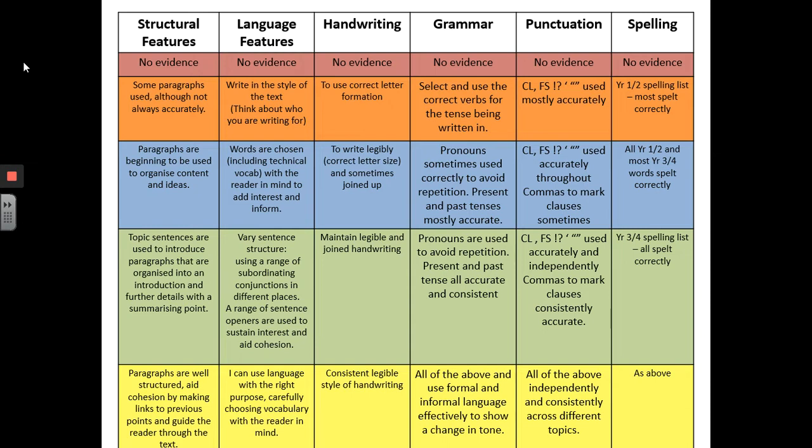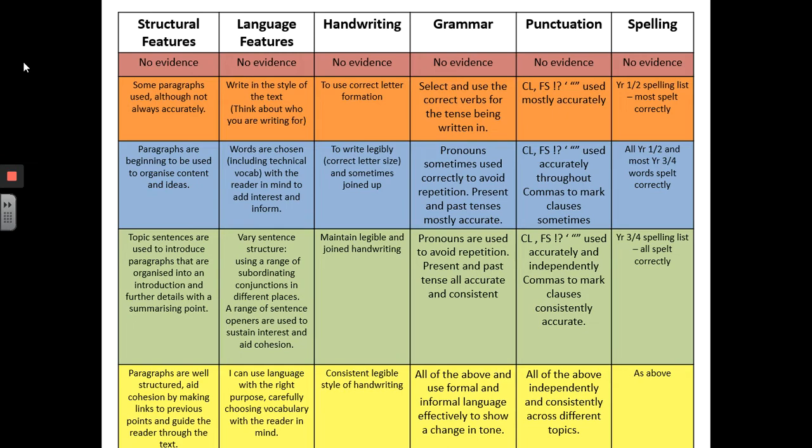For green, it says you need to include topic sentences. They are used to introduce paragraphs that are organised into introduction and further details with a summarising point. And for greater depth, paragraphs are well structured, aid cohesion by making links to previous points and guide the reader through the text. Language features: for the green, you need to vary sentence structure, use a range of subordinating conjunctions in different places, and a range of sentence openers that are used to sustain interest and aid cohesion. For the yellow, you'll be able to use language with the right purpose, carefully choosing vocabulary with the reader in mind.